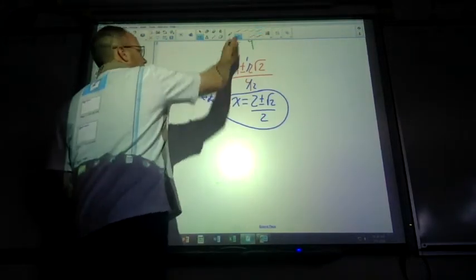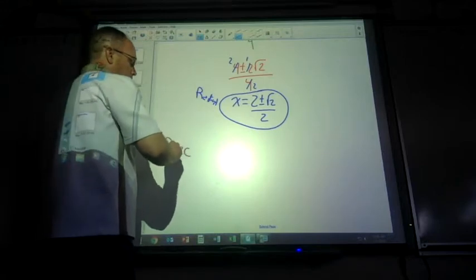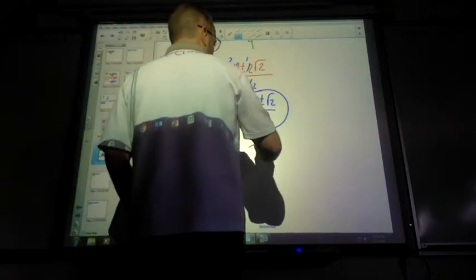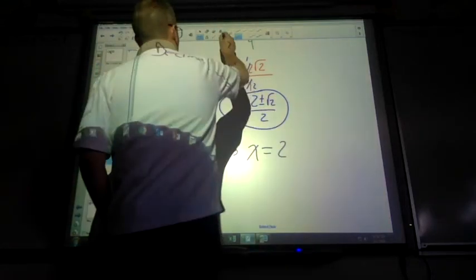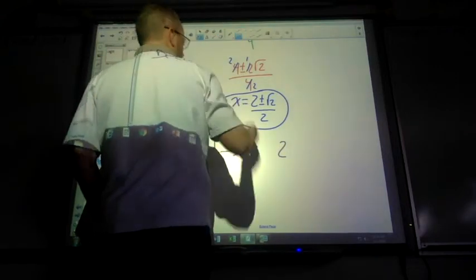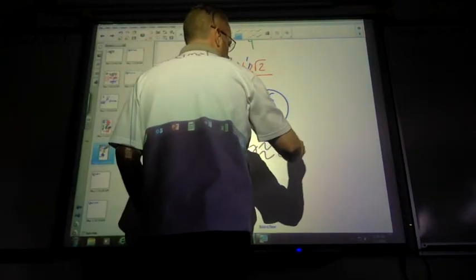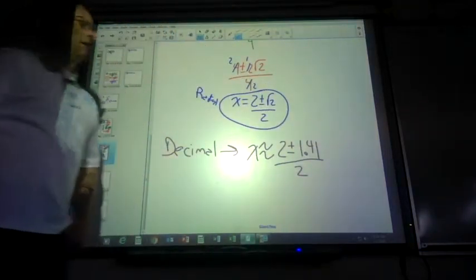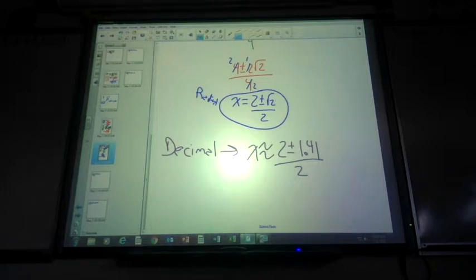So let's figure out the decimal answer now. Someone verify for me that the square root of 2 is 1.41? Roughly. Yes, it is. It is? I tell you, after 22 years of teaching, there's just certain things that kind of stick. Finally.